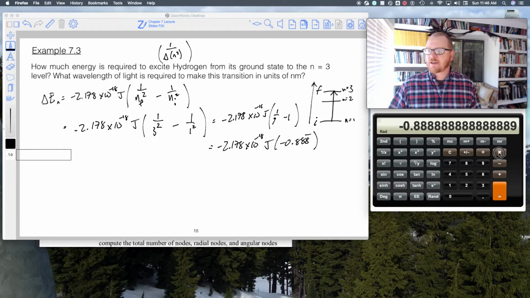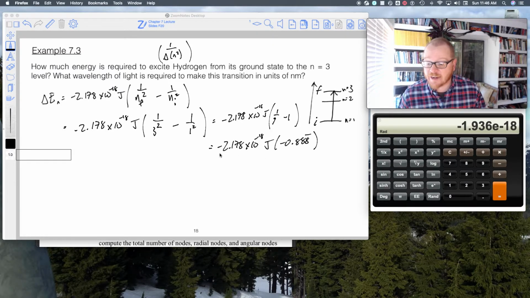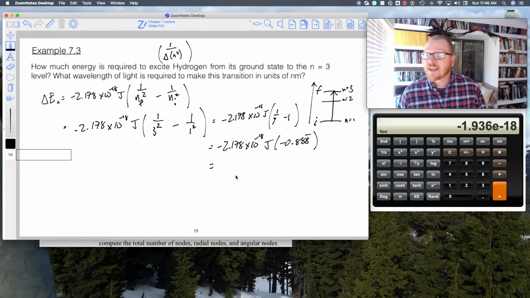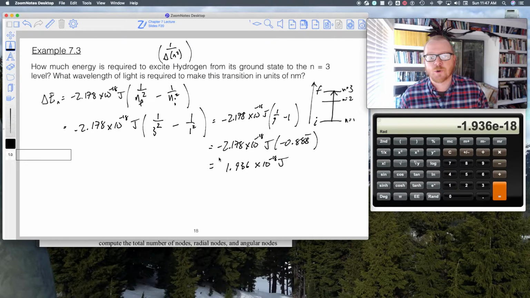And now I'm going to say times 2.178 E negative 18. I forgot to put the negative sign on my calculator, but I recognize a negative times a negative is going to give me a positive. So that's positive 1.936. And I can use 4 sig figs here because I have 4 sig figs from the Rydberg. So times 10 to the minus 18 joules.